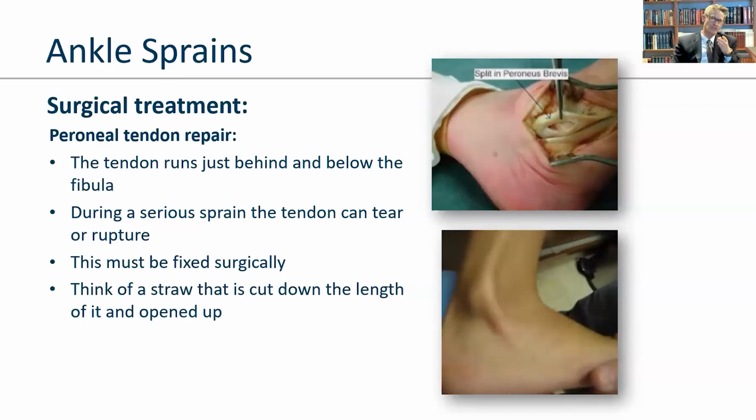So the top picture shows you what the tear looks like in the tendon. The fibula kind of comes right down through that, and it causes that longitudinal tear. The bottom picture is a subluxing tendon. So it's a tendon that has moved out of its position where it should be.